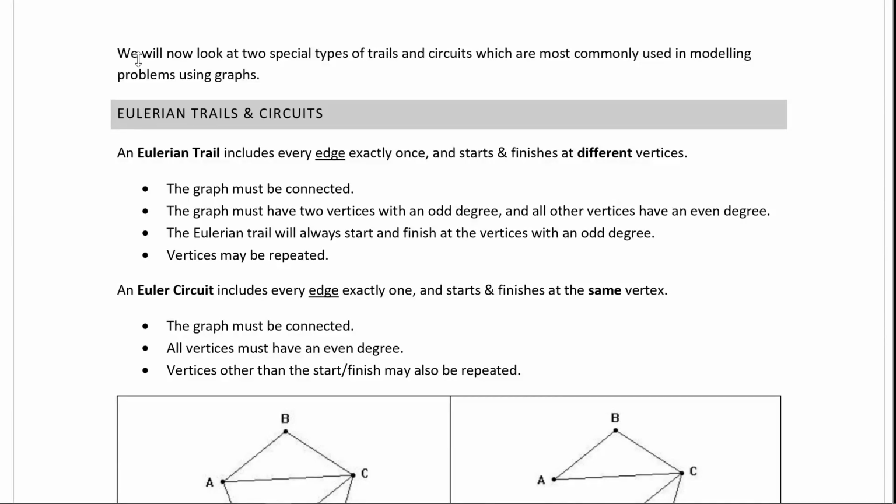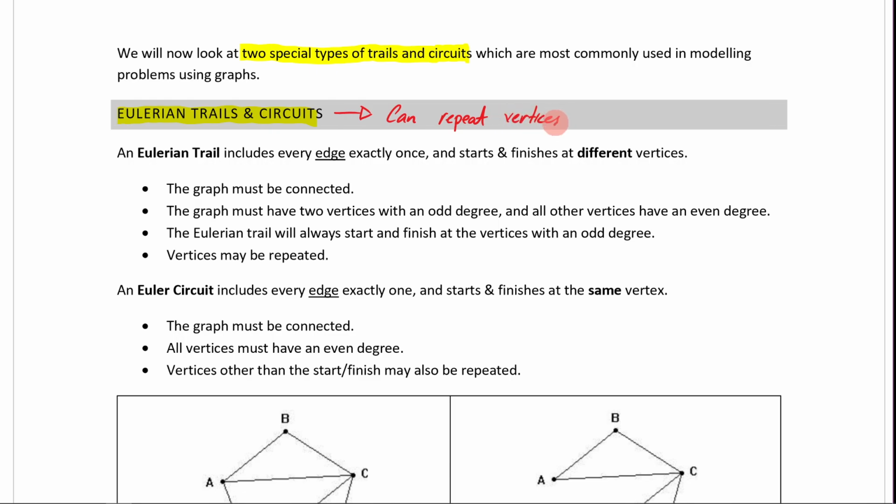Let's now continue through our notes, which read: we now look at two special types of trails and circuits, which are most commonly used in modeling problems using graphs. They're called Eulerian trails and circuits. Trails and circuits both had a characteristic, and that was that you can repeat vertices. So let's write that down. The fact that we're dealing with trails and circuits means we can repeat vertices.